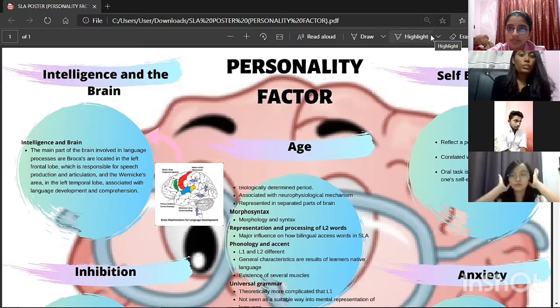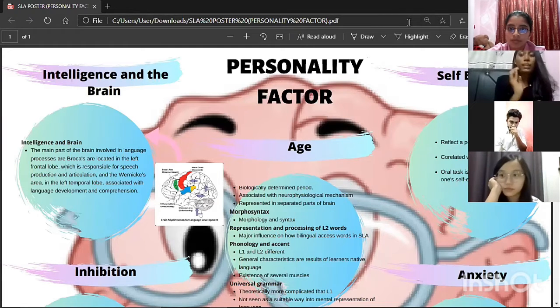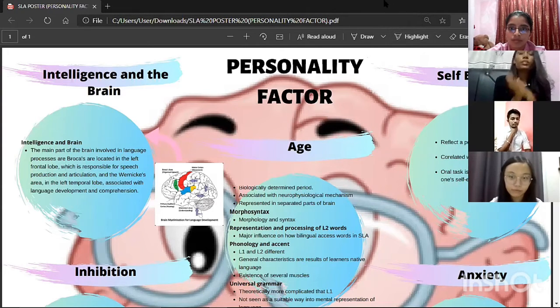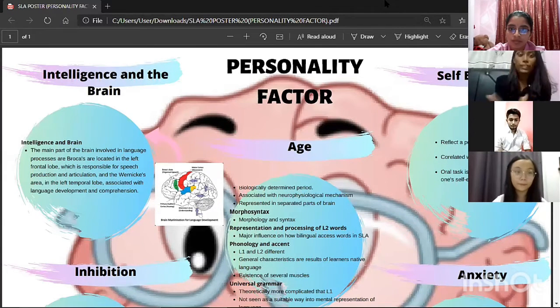Before we move on to the personality factors, let me explain the difference between acquisition and also learning. When you acquire a language, you acquire the meaning of the language. But when we learn a language, we learn both the form and also the meaning of the language. For example, if we take English as a second language, when you acquire a language, you just learn the form of the language. But when you learn the language itself, you learn the form, which consists of the parts of speech, the vocabulary, the grammar, and also the meaning of the language as well.